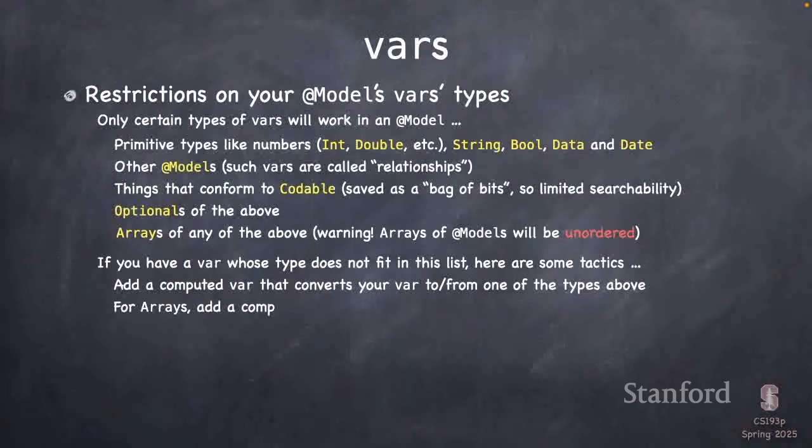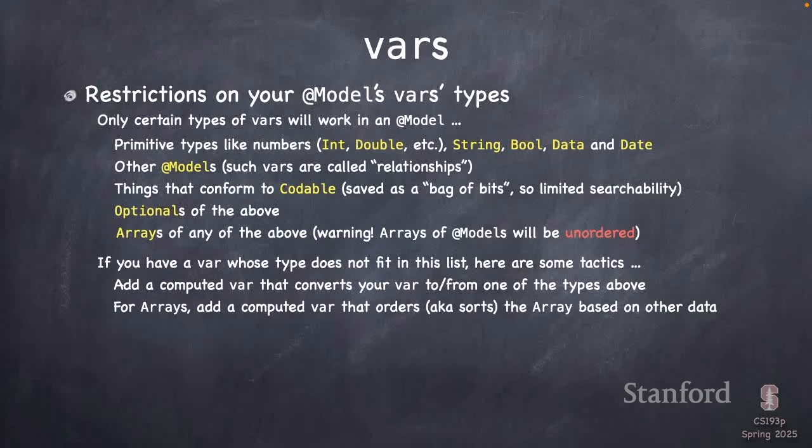And we can also use this computed var strategy for arrays, right? We want our arrays to be ordered. Well, what if we make just a little computed var where, when you get the value, the get part of the computed var sorts it in the right order, depending on what that means for us. And then the set can just set it. So computed vars can be a good way to put a little wrapper around the fact that we can't always have exactly the types we want in our @Model.